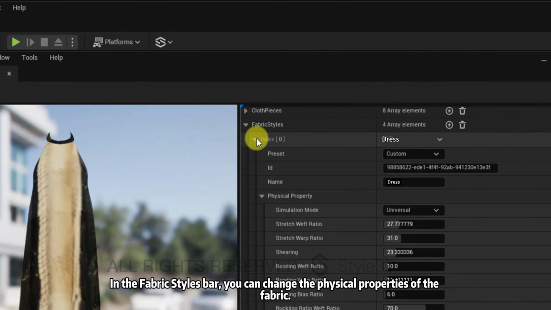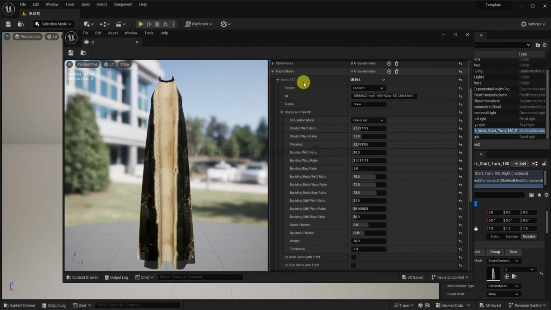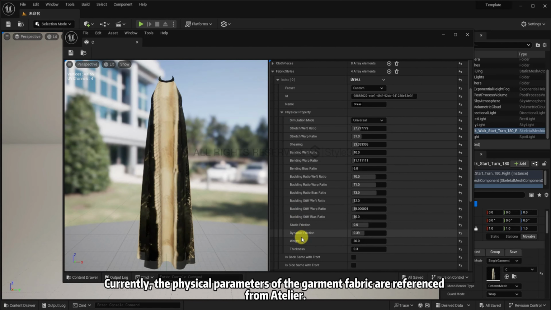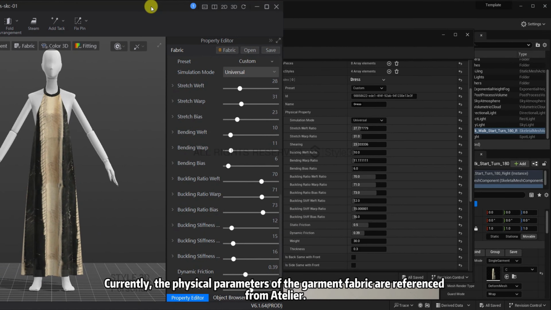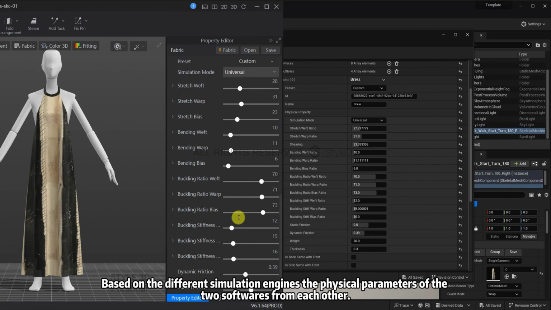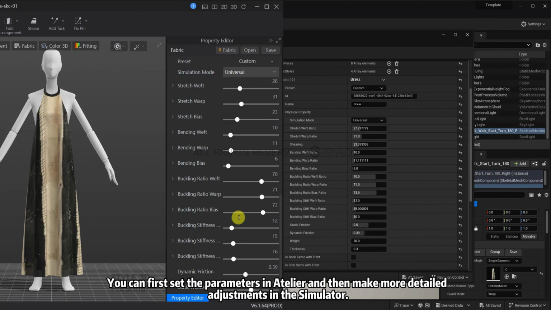In the Fabric Styles bar, you can change the physical properties of the fabric. Here is the fabric name. Below are the physical parameters of the fabric. Currently, the physical parameters of the garment fabric are referenced from Atelier. Based on the different simulation engines, the physical parameters of the two softwares differ from each other. You can first set the parameters in Atelier and then make more detailed adjustments in the simulator.